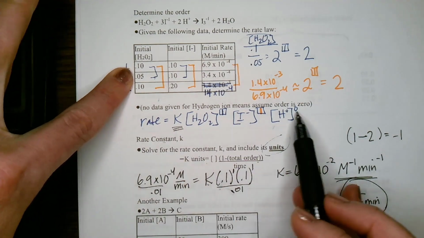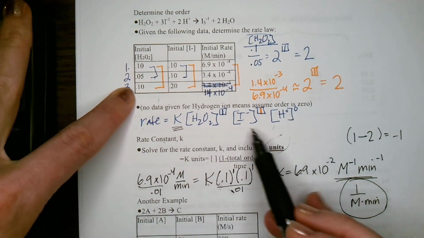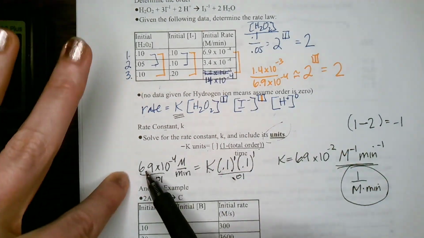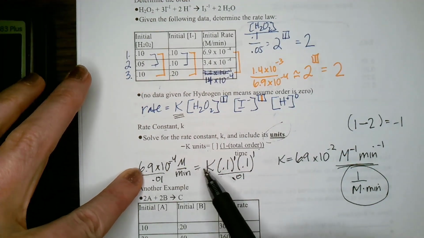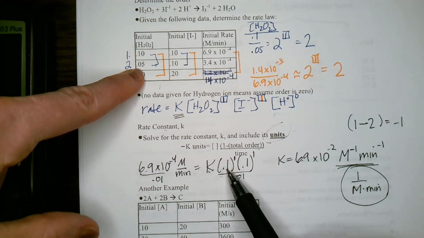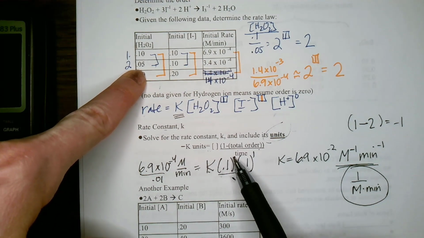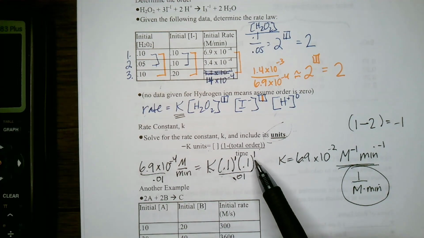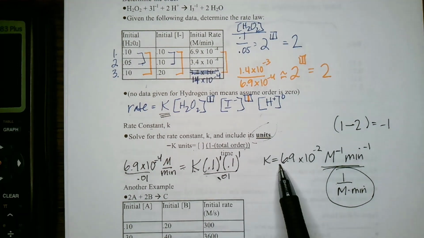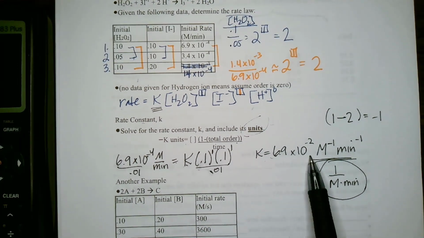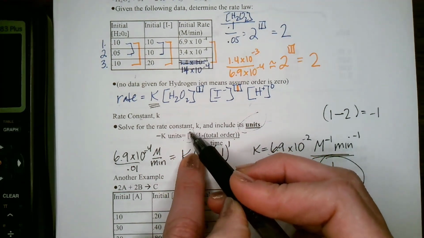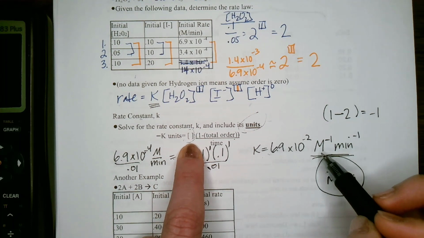Let's talk about that one more time. I took trial number 1 and plugged into my rate expression here. I could have done trial number 2. I could have said 3.4 times 10 to the negative 4 is equal to K times 0.05 to the 1 times 0.1 to the 1. Solved it, I would have gotten the same answer for K, 6.9 times 10 to the negative 2.